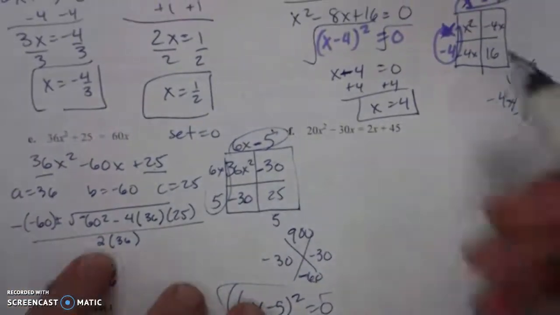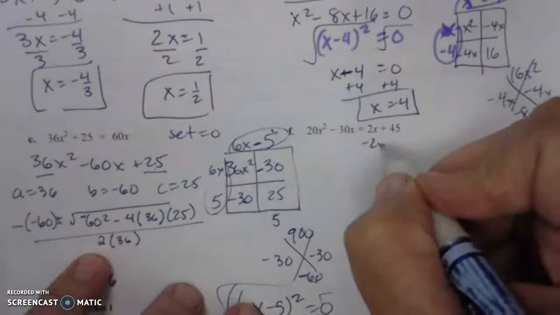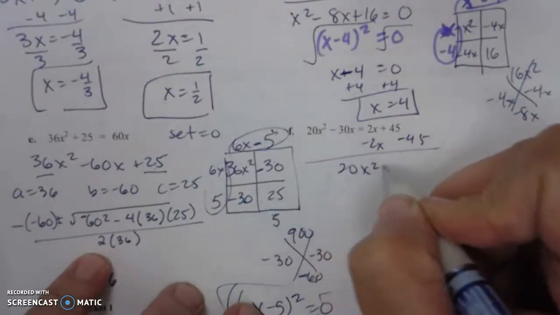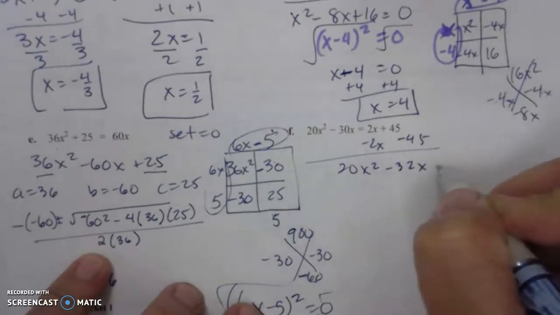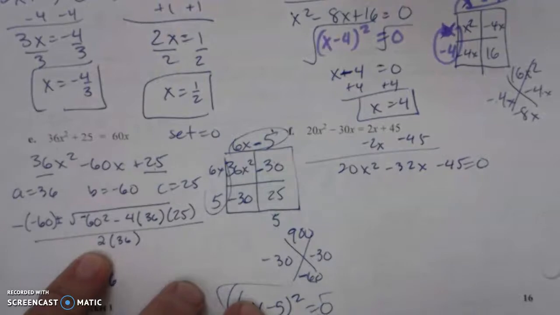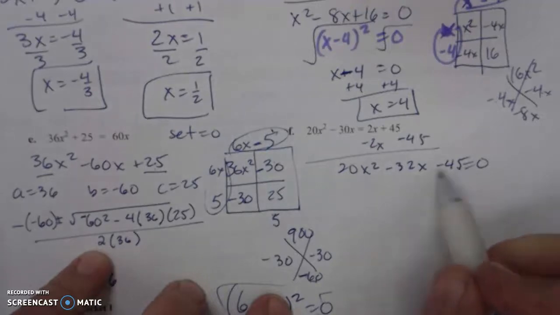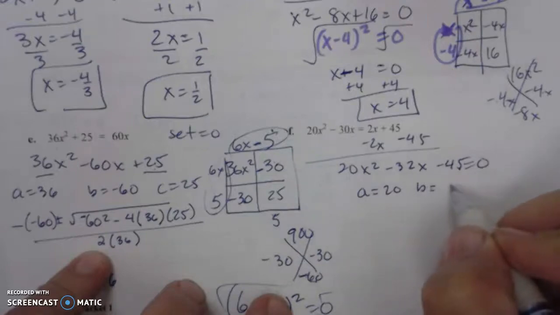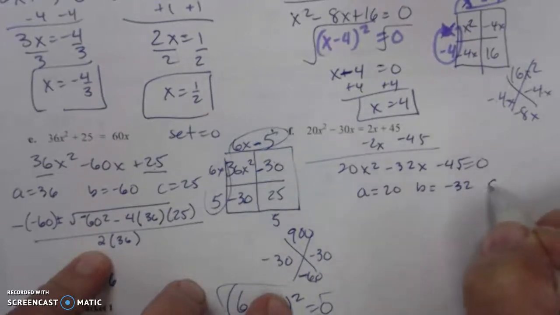Let's do this next problem here. Just subtract 2 here and subtract 45. So we get 20x squared minus 32x minus 45 equals 0, because remember, our goal is to set everything to 0. And I don't see this one working out well. It's not a perfect square. Nothing's a perfect square.